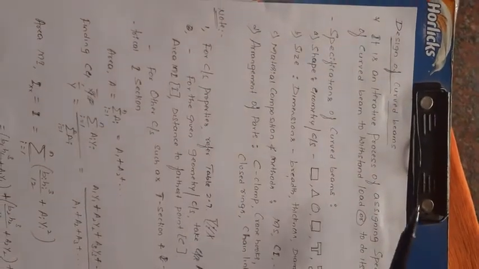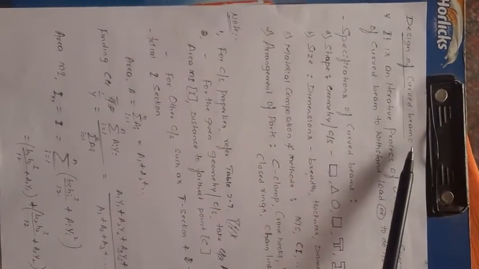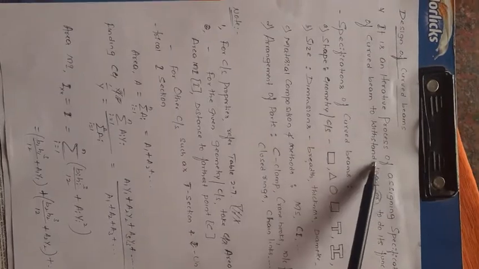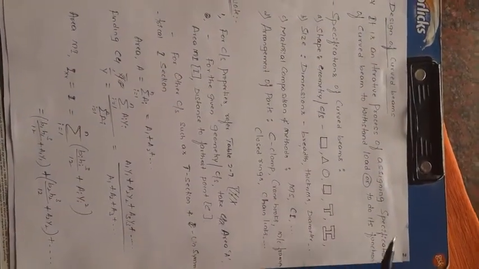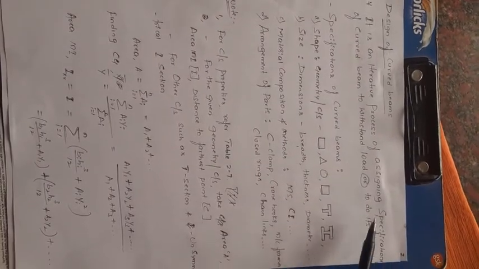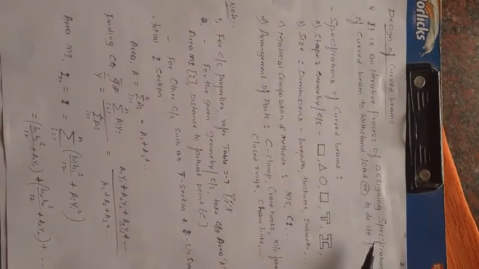Now we look at the design of curved beams. What do we mean by design of curved beams? As you know, a curved beam is one of the machine elements. Design is an iterative process of assigning specifications to the curved beam to withstand a load or to do its function. That's the definition for design of curved beams.